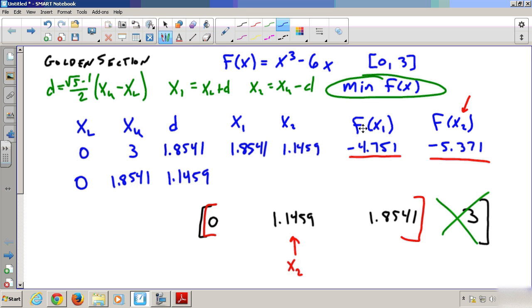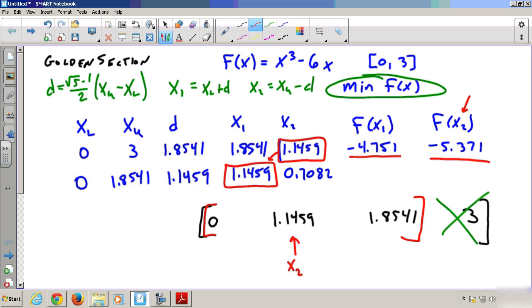x1 is the lower bound plus D. Well, 0 plus 1.1459 is equal to 1.1459. x2 is the upper bound minus D. Well, the upper bound is now 1.8541 minus D. You should get 0.7082. Now, you'll notice something here. Notice that my previous x2 value is now my x1 value. Okay, notice that.